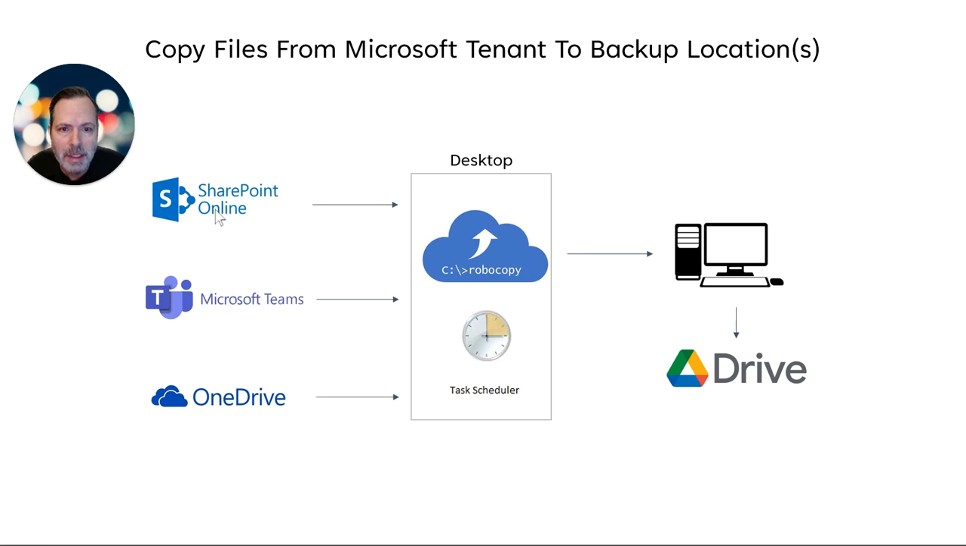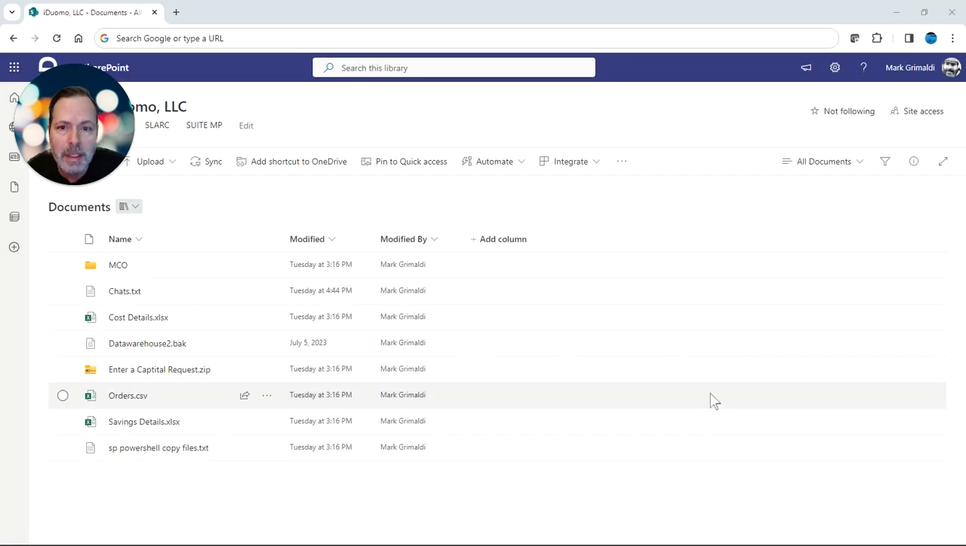So let's establish connectivity to SharePoint, Teams, and OneDrive. I'll bring up SharePoint first. Here's the SharePoint document library that I'm interested in. I have it opened up in my web browser. I'm going to hit the sync button on the toolbar up on top, and what that's going to do is make this available in my Windows Explorer.